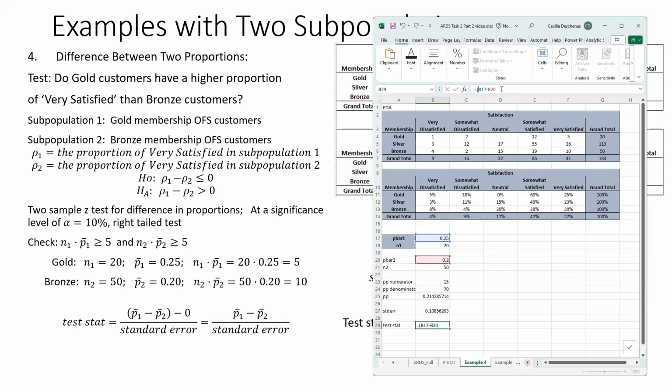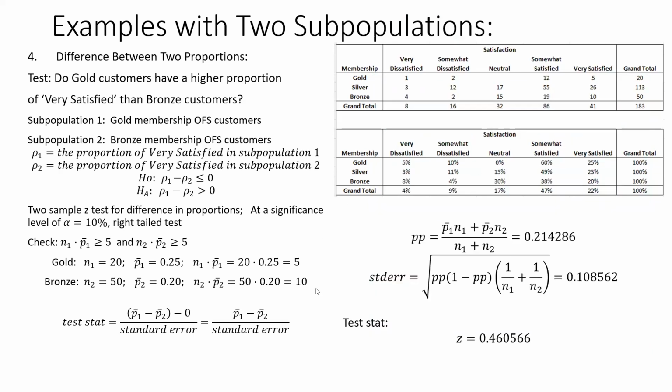Probably by now you figured out that once you have to make any edits, you have to come up to this formula bar line and divide that by the standard error. Okay. And we get a test statistic of 0.460566. Okay, let's keep going here.